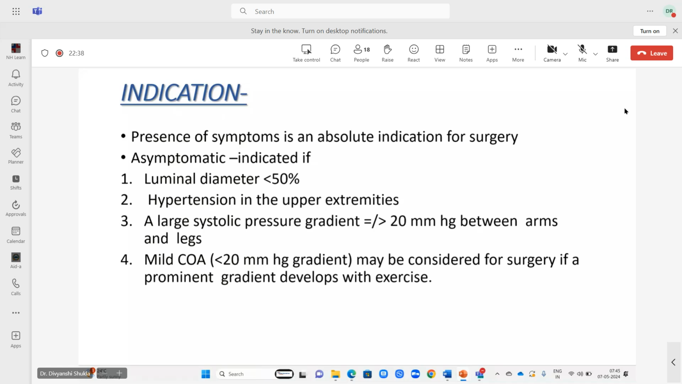Now the indications for surgery. Presence of symptoms is an absolute indication for surgery. But if the child is asymptomatic, surgery is indicated if the luminal diameter is less than 50%, hypertension in the upper extremities, or a large systolic pressure gradient of more than 20 mmHg between arms and legs. Mild coarctation with less than 20 mmHg gradient may be considered for surgery if a prominent gradient develops after exercise.